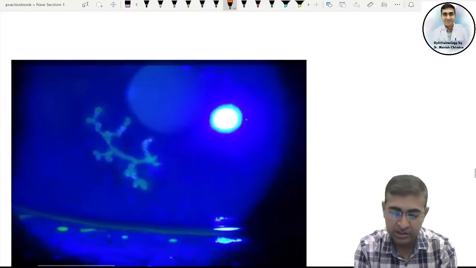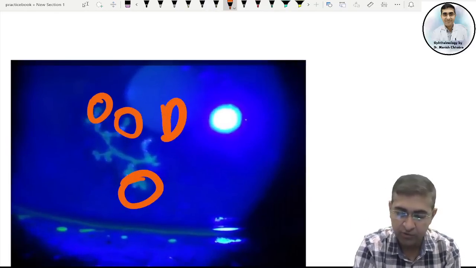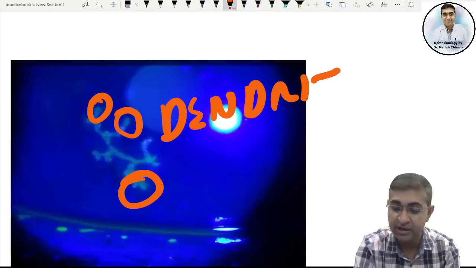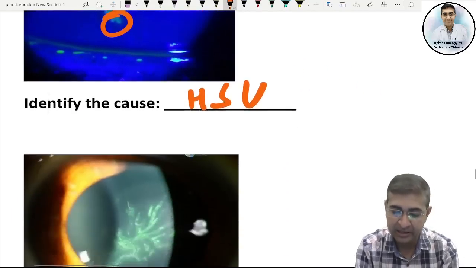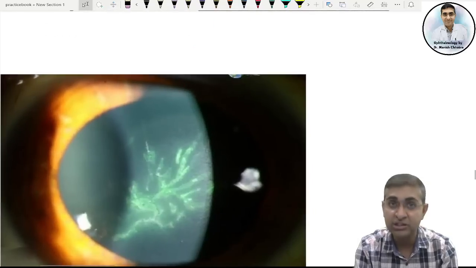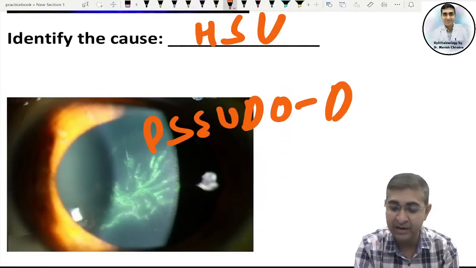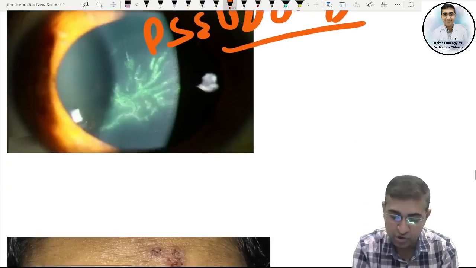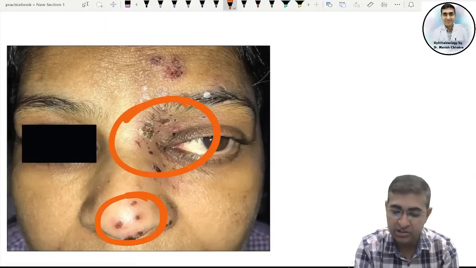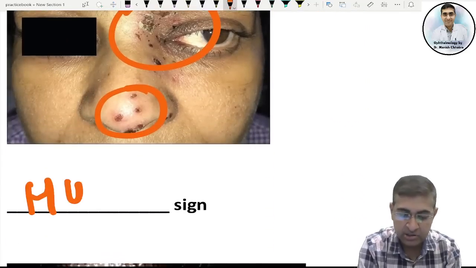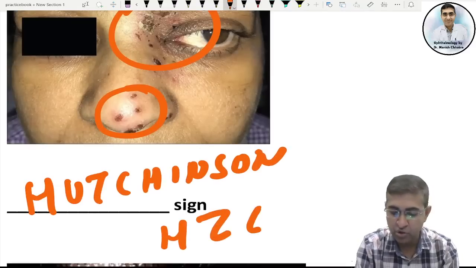Okay, what is this? Can you appreciate the knobbed ends? So this is a typical case of dendrites. Dendrites are seen in herpes simplex virus keratitis. Now here you cannot see the knobbed ends. So this is a case of pseudodendrites. Pseudodendrites are seen in herpes zoster ophthalmicus, and you can typically see a sign. What is this sign? This is your Hutchinson sign, and it is seen in herpes zoster ophthalmicus.